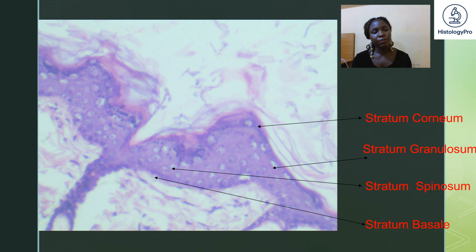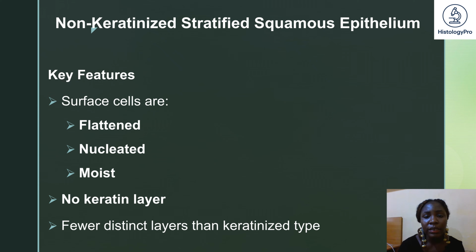Now let us examine the key features of non-keratinized stratified squamous epithelium. In this type of stratified squamous epithelium, the surface cells are flattened, similar to the keratinized type. However, unlike the keratinized epithelium, the superficial layer cells remain nucleated, meaning they are still living cells. They are not dead cells, as in the keratinized stratified squamous epithelium.